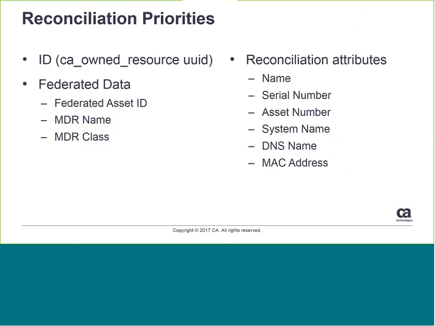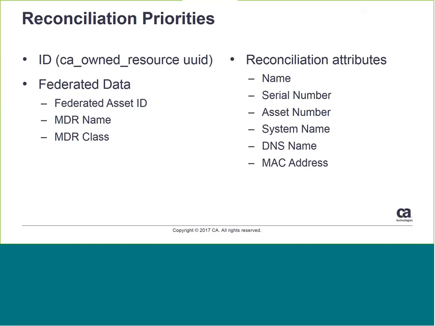And the CMDB has 3 reconciliation tiers or priorities. The first is going to be pretty uncommon. It's where if the discovery source already has a service desk UUID for that record, then that means that there has already been some bidirectional integration set up with that external source.